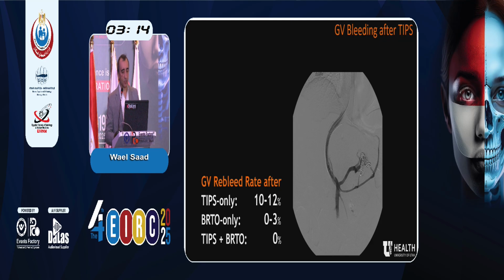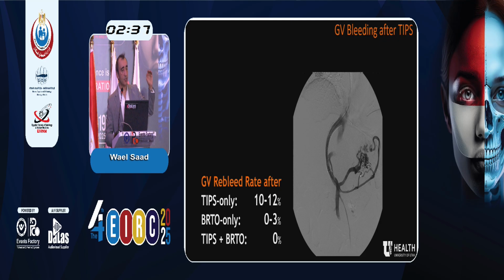This is an example just to show you that BRTO is a lot more effective than TIPS by themselves for gastric variceal control. BRTO rebleed rate is 0 to 3%. After a successful BRTO, the bleed rate is almost 0% at 3 years. I have seen one bleed after a successful BRTO in my lifetime in 20 years, with over 200 BRTOs, and it bled 6.5 years after the original bleed. That's the only bleed that I've seen after a successful BRTO. So it's a lot more effective.